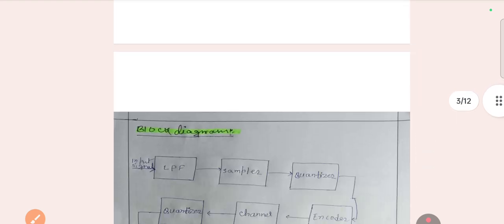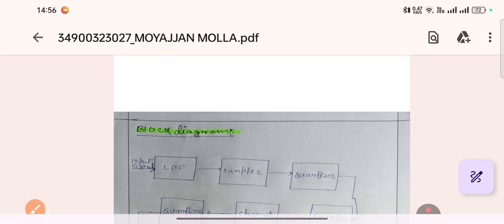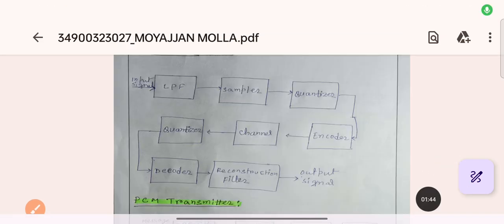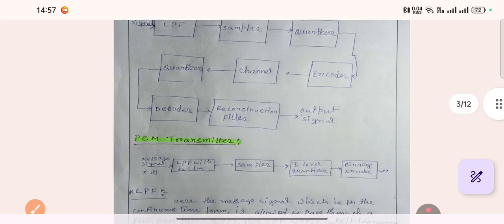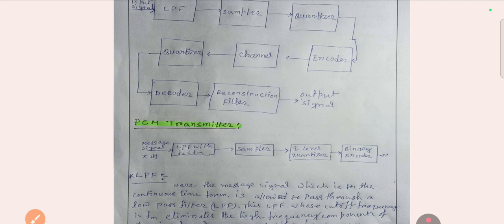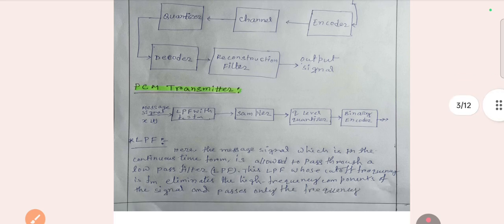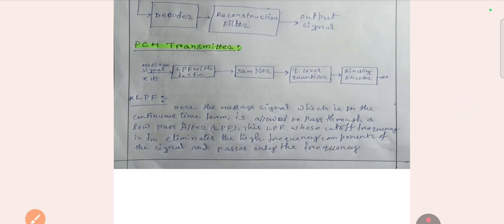Block diagram: input signal, low pass filter, sampler, quantizer, then encoder, then channel. After the channel, quantizer, then decoder, then reconstruction filter. At last, the output signal. PCM transmitter: message signal, low pass filter with fc equal to fm, sampler, Q-level quantizer, binary encoder, then output.